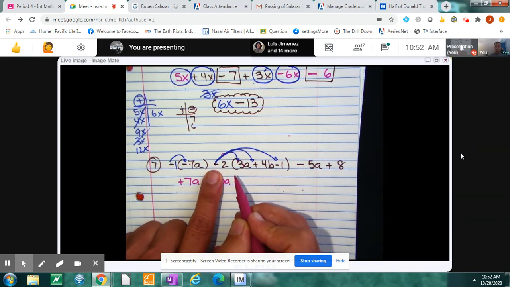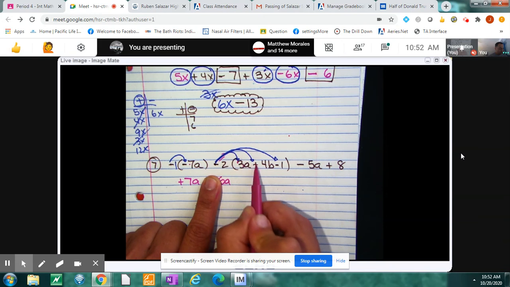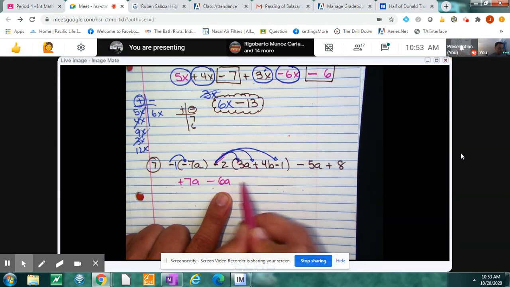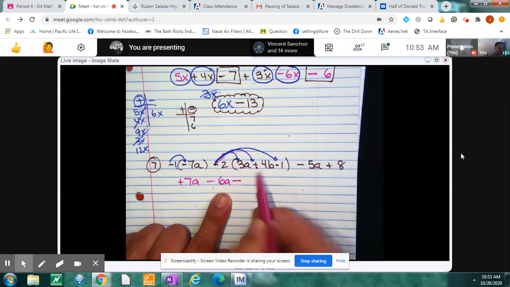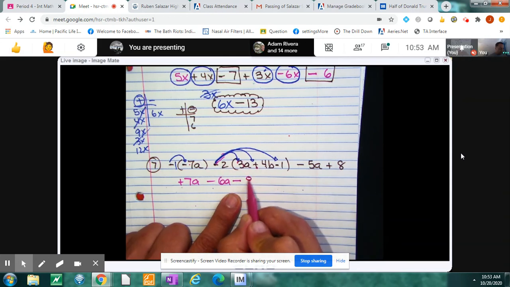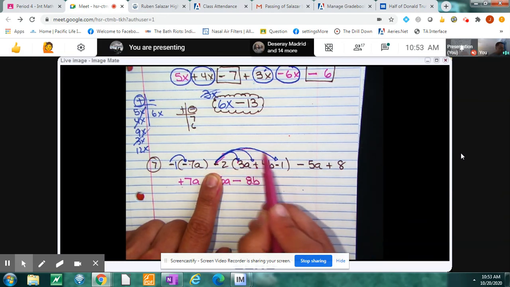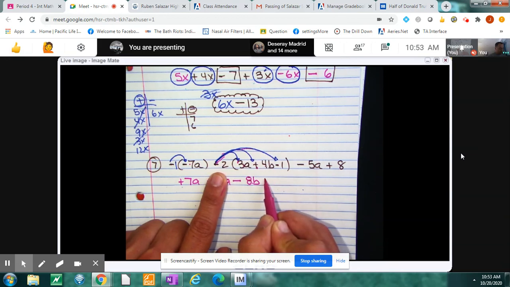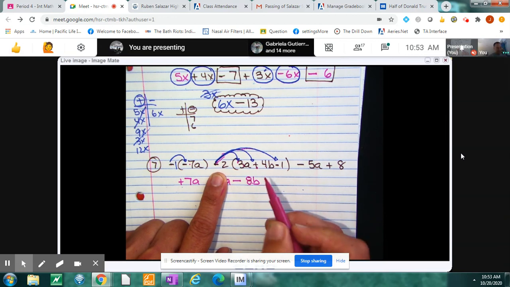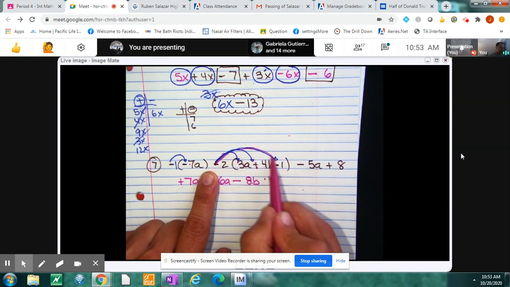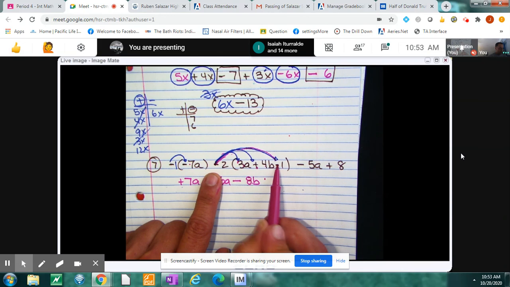The next one, Luis. Negative times a what? Negative times a positive is a negative. So what's 2 times 4b? So it's negative 8b. Very good. The next one, Alejandro. Negative times the last arrow, negative times this negative is what? Positive 2. Very good. Positive 2.